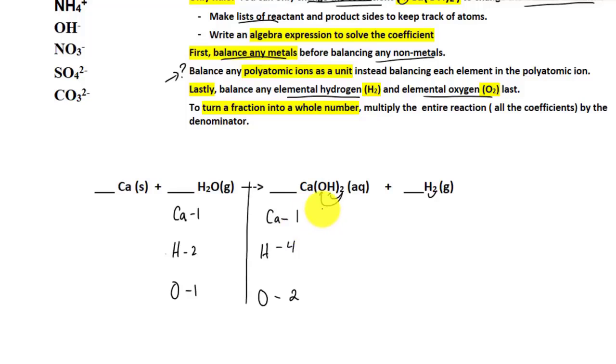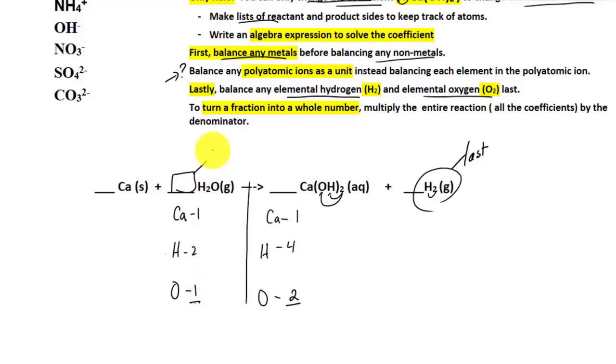Well, calcium is already balanced. What about hydrogen? Well, hydrogen is in elemental form, so we save this for last. So let's go to oxygen. Over here we have 2, right? And over here we have 1. So we go up here and find where oxygen is. It is in this compound right here. So putting a coefficient here will give us 2 oxygen as well.